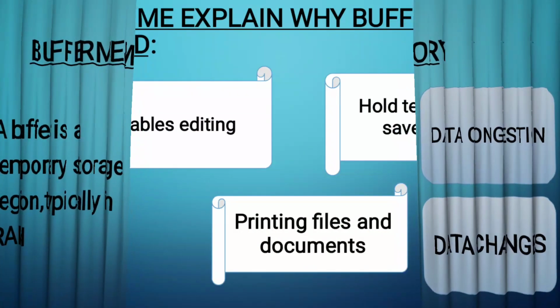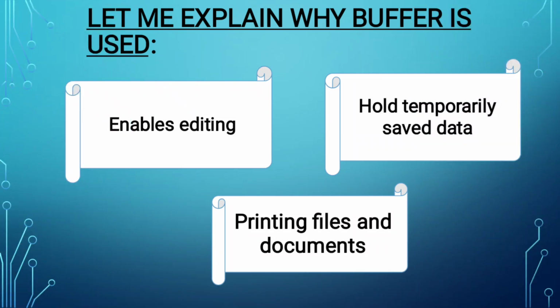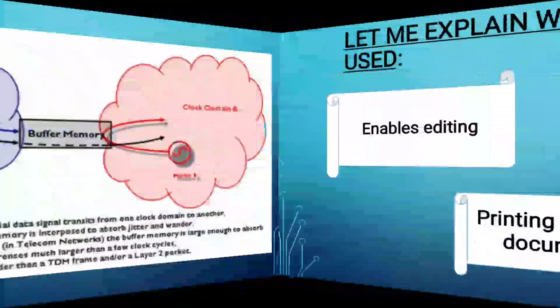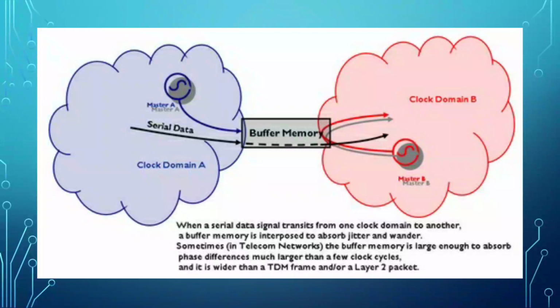Let me explain why a buffer is used. It enables us to edit typing mistakes. It is used for printing files and documents. DOS and other operating systems have a buffer to hold data from disk. When we want to hold data, it is temporarily saved in the buffer. In this image, you can see the buffer memory flow chart. When a serial data signal transmits from one clock domain to another, a buffer memory is interposed to absorb the variation.